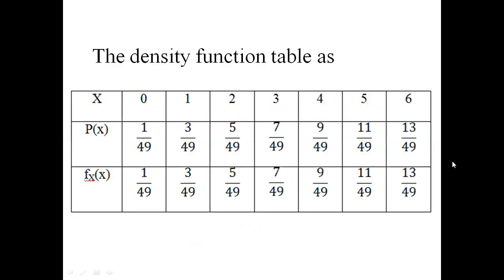Based on that, if we draw the table for the density function, this is the random variable. These are the random variable events. This is the corresponding probability. These are the corresponding probability values. This is the density function. So the density function is equal to the corresponding probability.